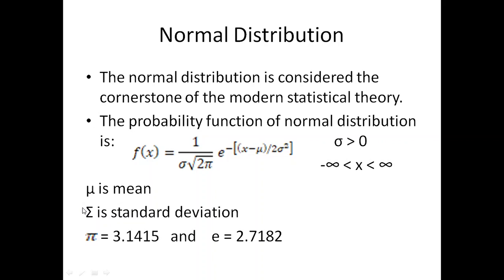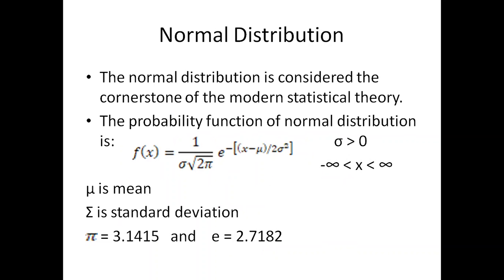Then we have sigma. This is the capital letter for sigma, but mostly it is represented by this symbol. Sigma is the standard deviation, and you have also studied how to compute it. So this is the standard deviation, and this is the mean of the normal distribution. Now you have also seen pi here. Pi is a universal constant, and its value is always 3.1415, and e is again a universal constant, the exponential value, and its value is 2.7182.